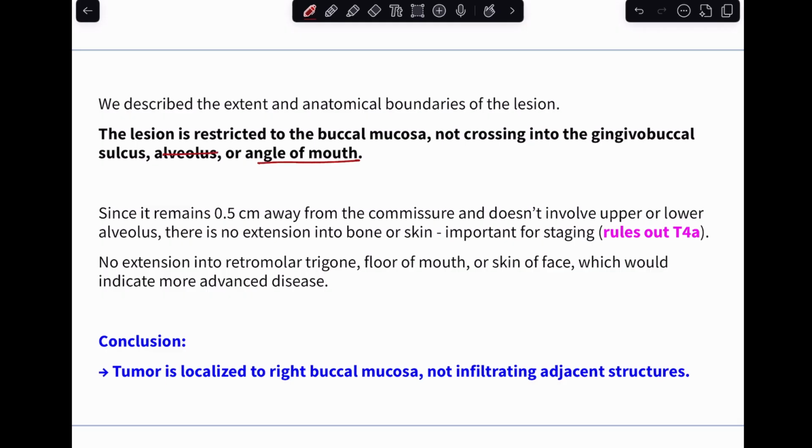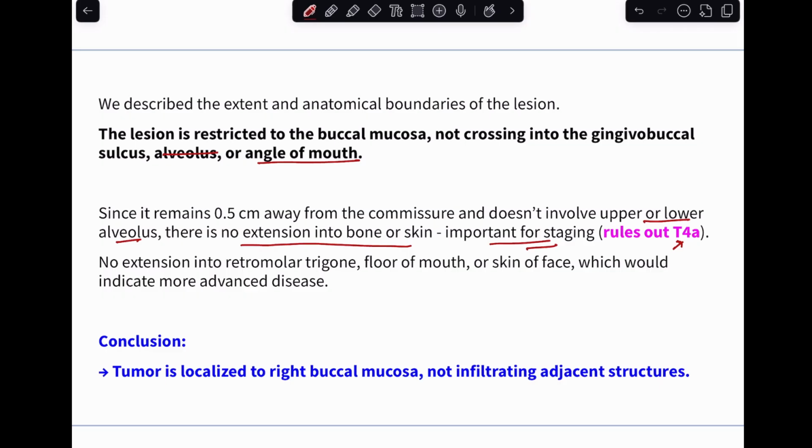So since it remains 0.5 centimeter away from the oral commissure, and it has not involved the upper or the lower alveolus, there is possibly no extension into the bone or the skin. This is important for staging because this is immediately ruling out T4A. There is also no extension into the retromolar trigone, floor of mouth, skin of face, which, if present, would have indicated a more advanced disease.